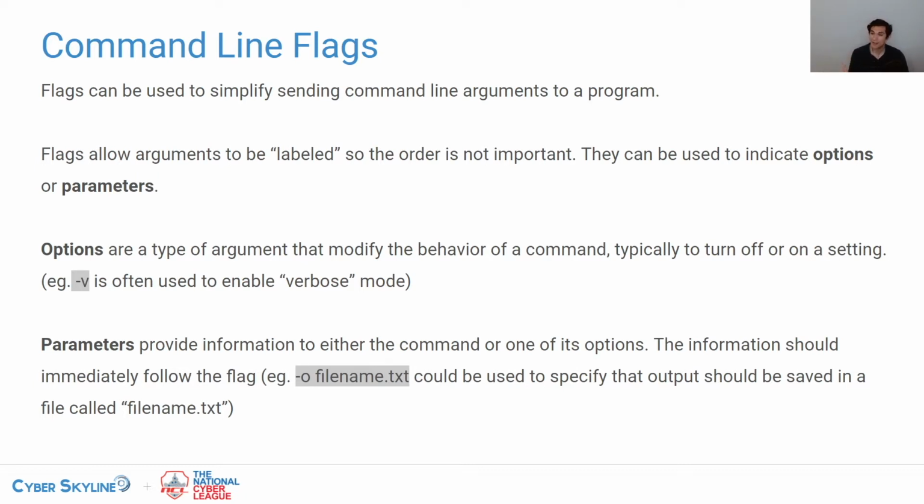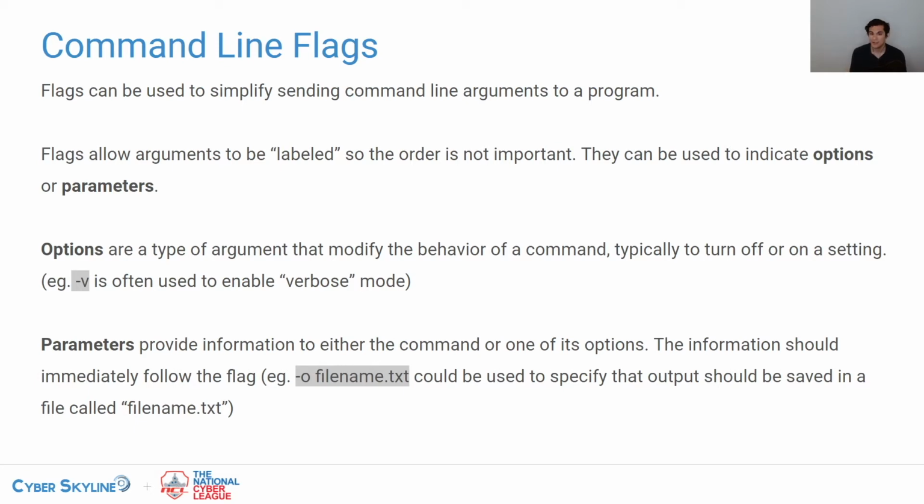So instead, command line flags allow you to specifically name and label your options and arguments, so that they can be understood and used more easily. And there are two types of command line flags: options and parameters. Options are simply something that you can toggle on or off.